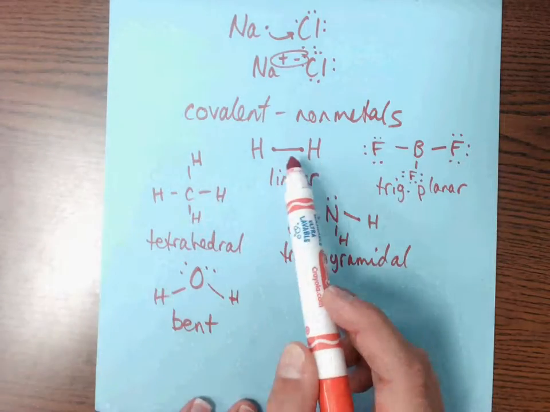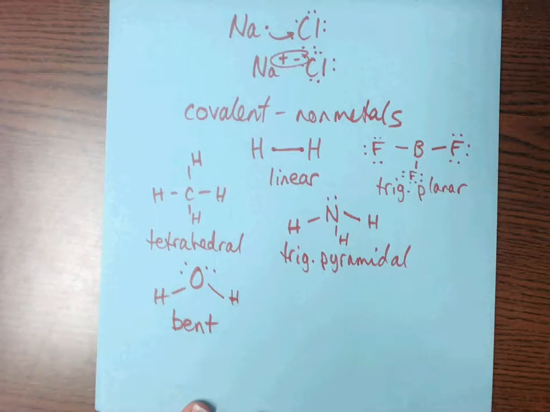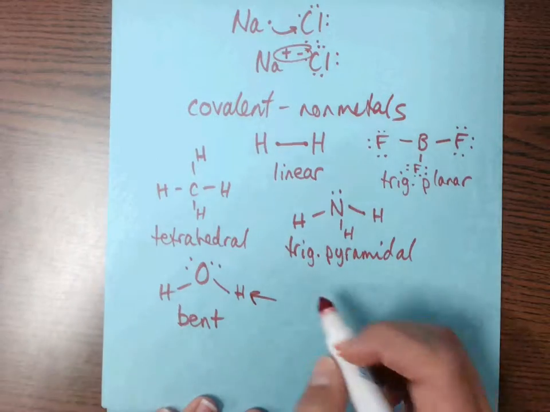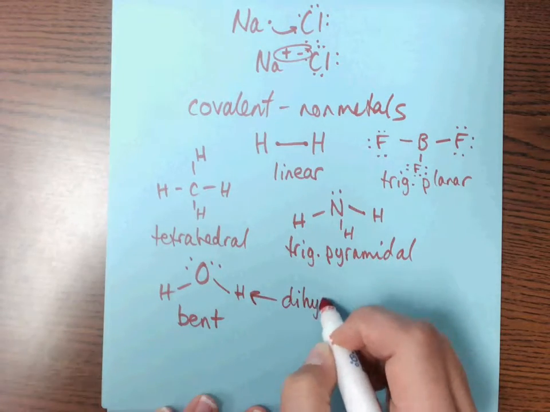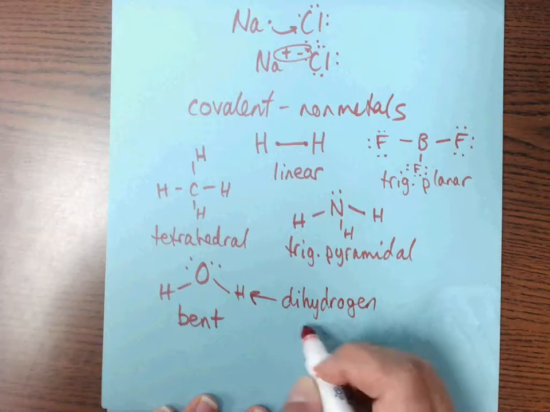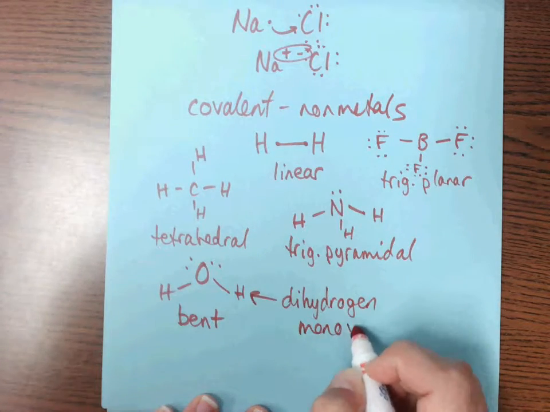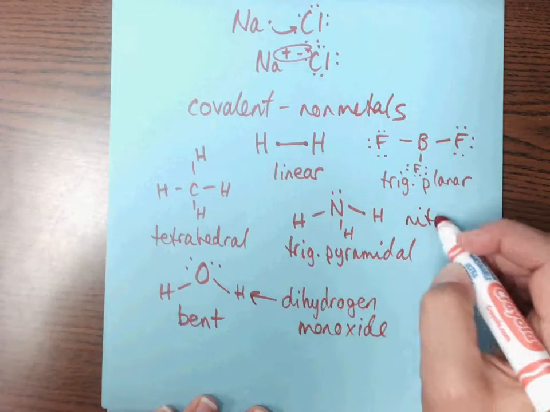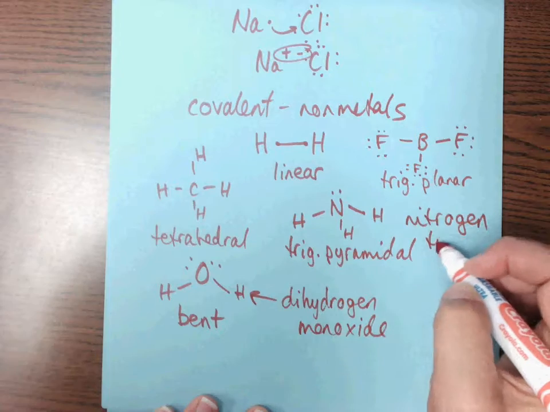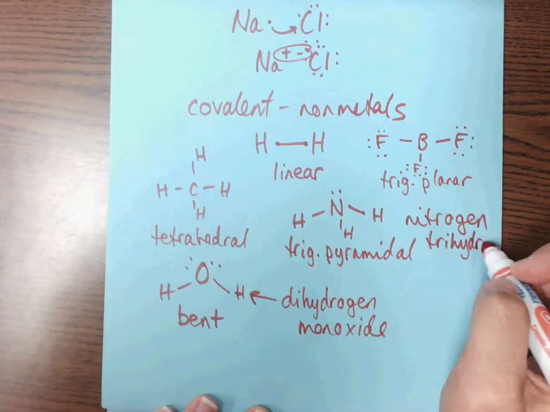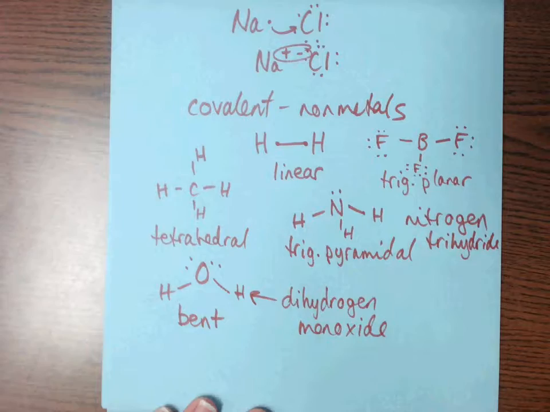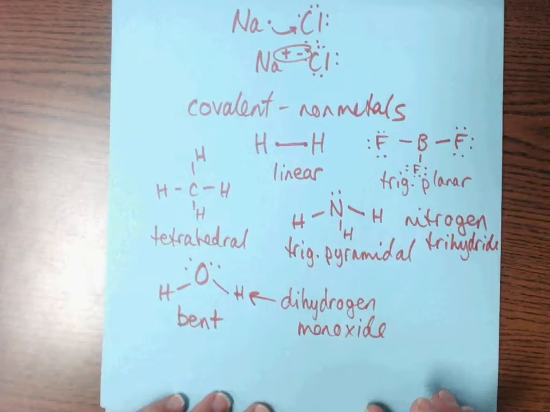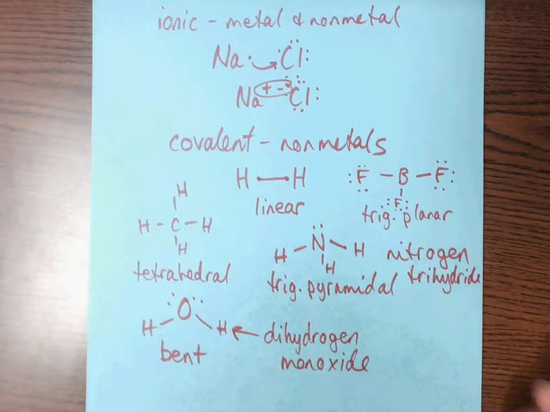Now we also talked about naming ionic and molecular compounds throughout this trimester. Remember, when you name molecular, all you have to do is list how many atoms you have and then use your prefixes. So if we wanted to name this technically, we would say dihydrogen monoxide. Or this we would say nitrogen trihydride. So we use those prefixes. The only time you don't use a prefix with molecular compounds is when you just have one of the first element.